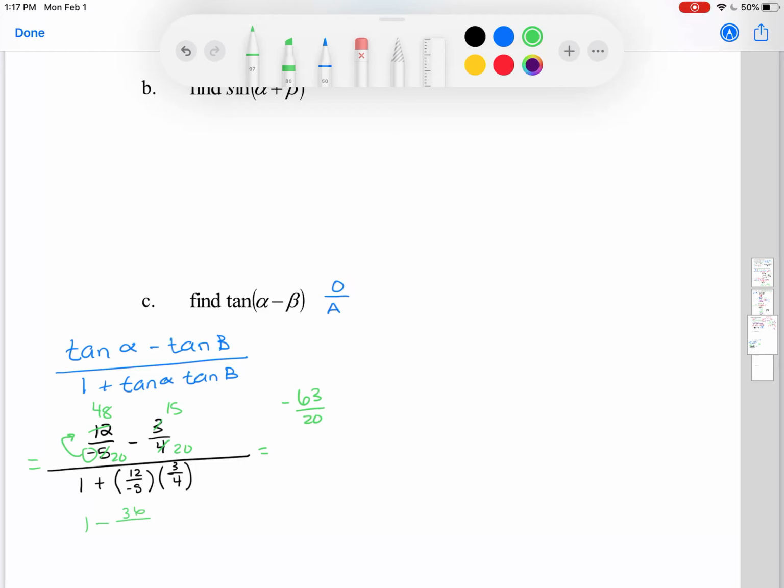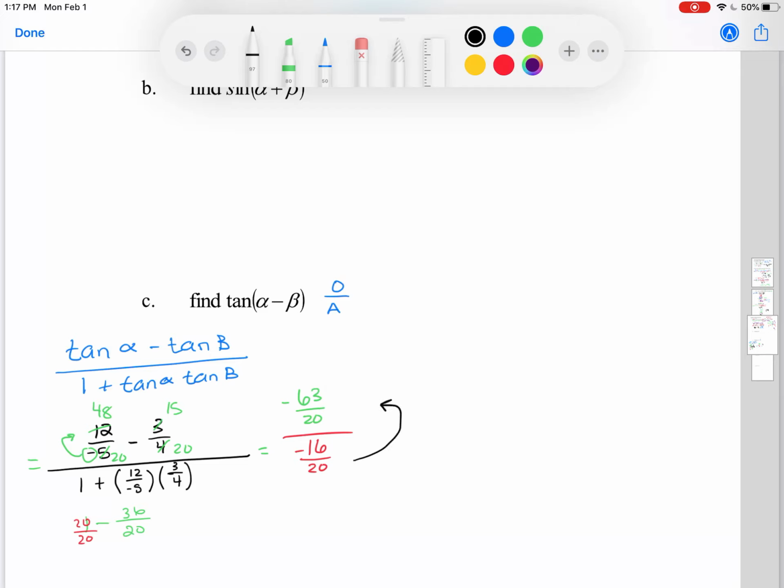Let's see here. Let's multiply this. So I'm looking at 1 minus 36 over 20. Getting the same denominator here, which means I want a denominator of 20. 20 minus 36 gives me negative 16 over 20.